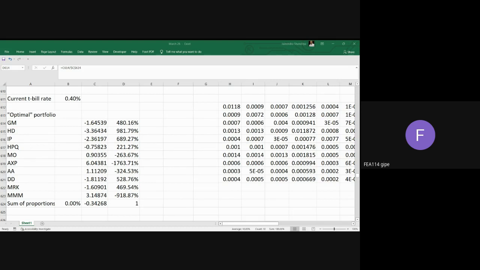So can you see this? Can you see the Excel? Yes, sir. We can see row 614 and you're on D.